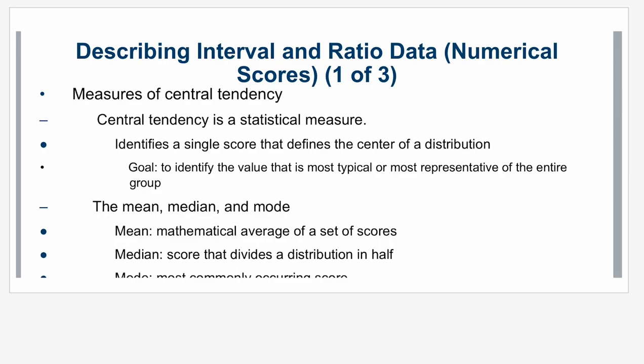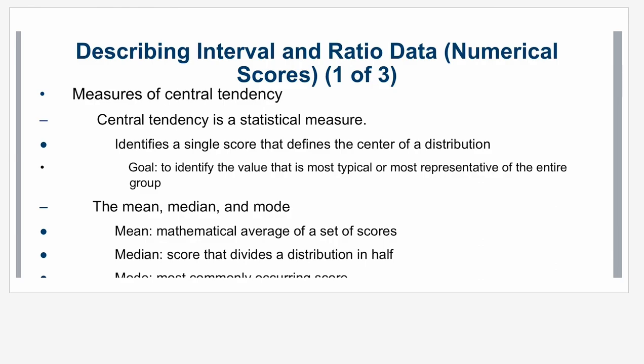Okay, so there are other simpler methods for describing scores in a sample besides frequency distribution. One of those is measures of central tendency. This is obviously just for interval and ratio data. Again, these are all descriptive statistics. We are describing the data set. For interval and ratio data, again, numerical scores, we can do measures of central tendency.